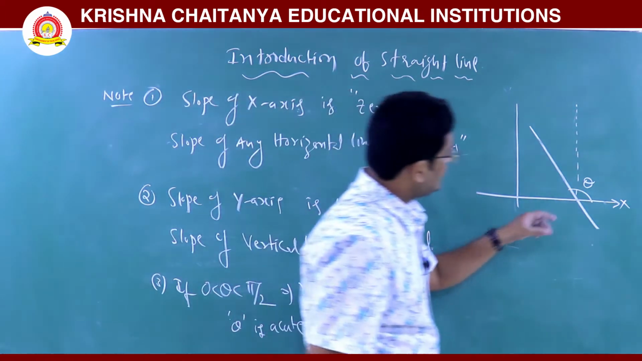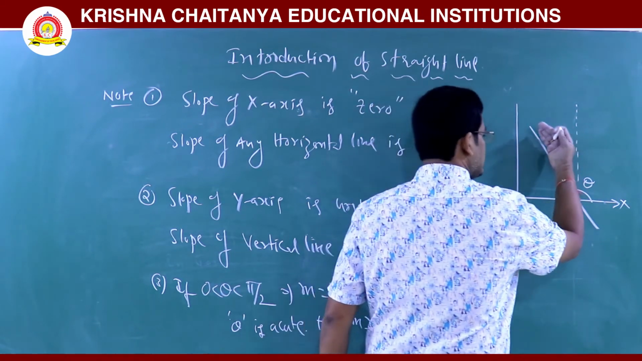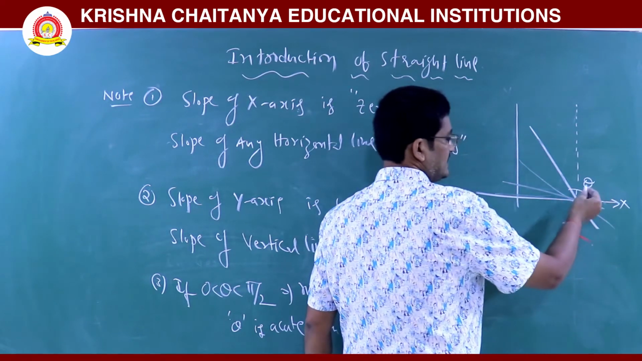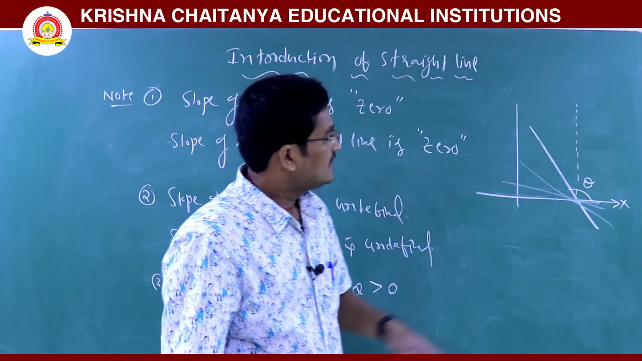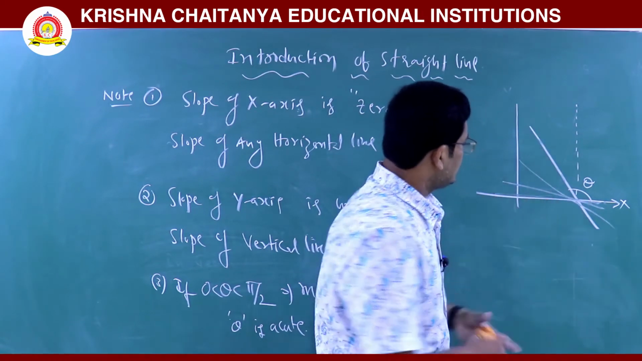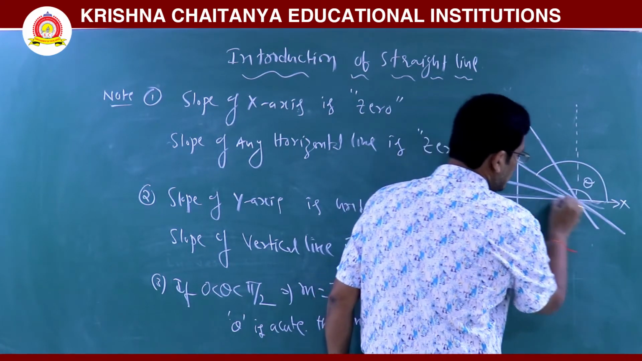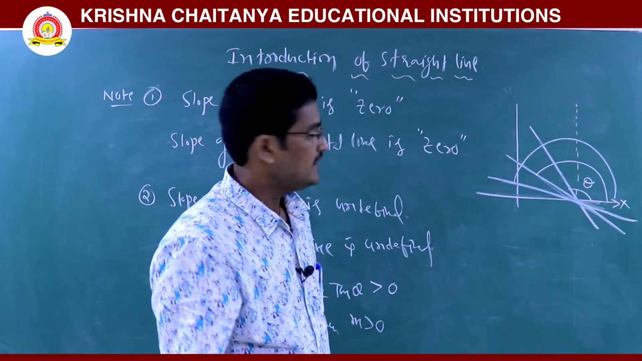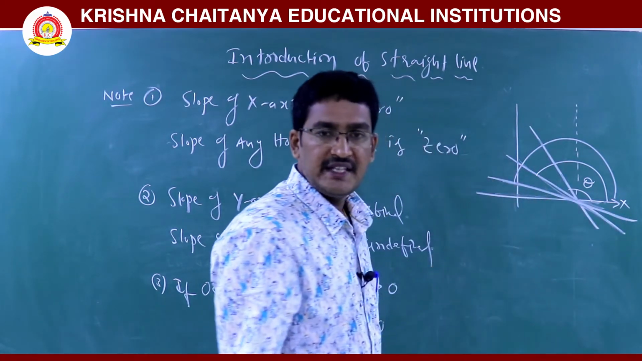That means if theta is greater than 90, this is 90 plus some value, and the line rotates like this. Suppose the line is like this, or like this, or the line coincides with the x-axis. In this position, or this position, or this position, the inclination of that line is obtuse. So in all these positions, the inclination is obtuse. Theta is greater than 90.